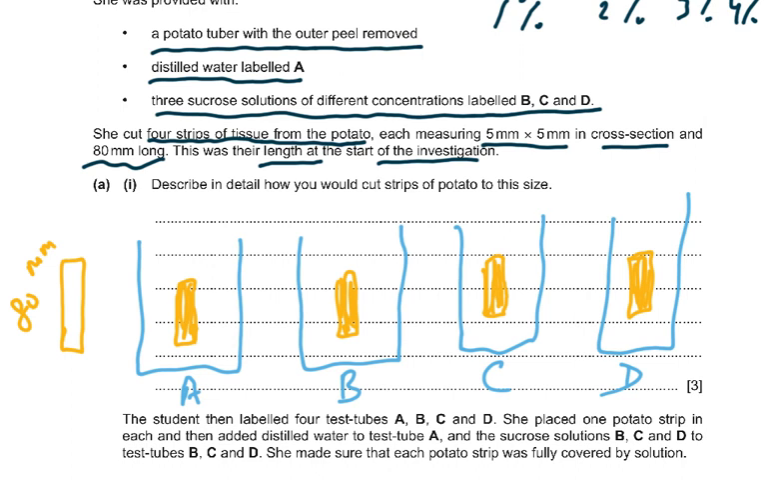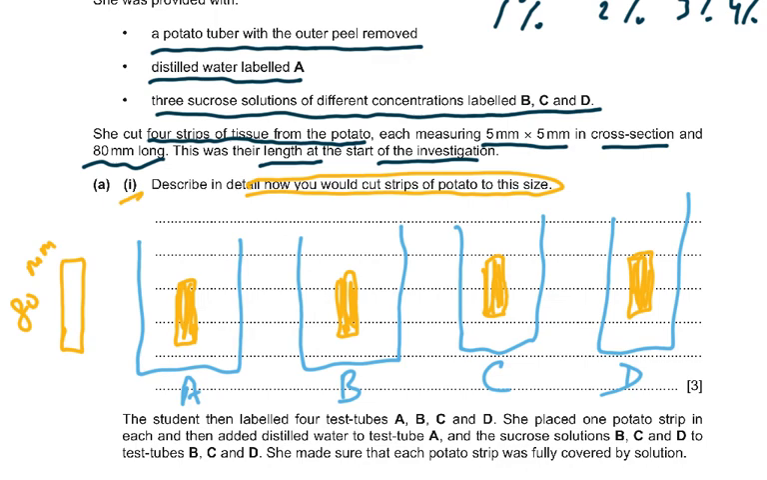Now, what I want you to remember is that whenever you're doing an ATP, think you're doing this in the lab. So the first part of the question was: describe in detail how you would cut strips of potato to this size. Naturally, you would use a ruler, you would use a scalpel, you could have said a blade or a knife, and then of course you'd use a ruler, and you'd have a cutting surface like a white tile on which you placed it so that you could cut it very carefully.